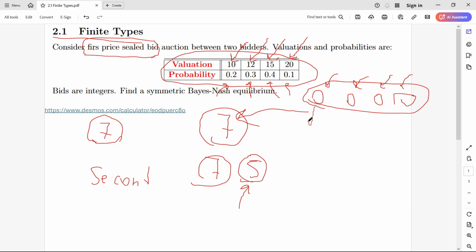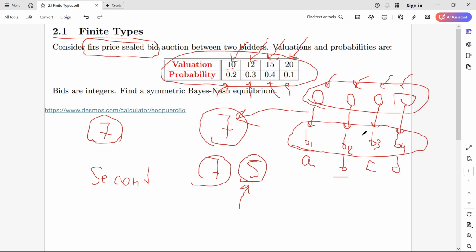So when they have valuation 10, they will have some bid 1, or A. When they're in this situation, they will have some bid 2, or B. If they're in this situation, they will have some bid 3, or let's denote it by C. And when in this situation, they will have some bid 4, and that's D. So a combination of all this is their strategy.